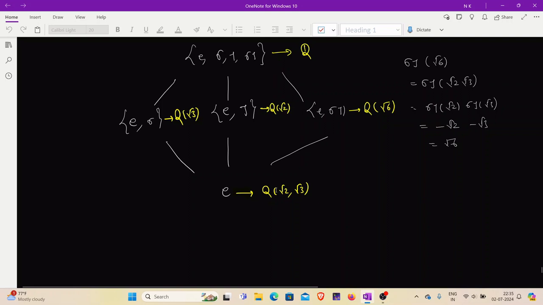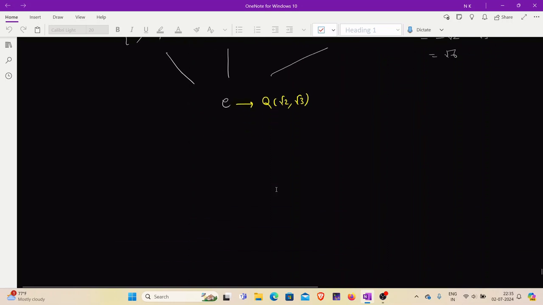So in this particular video, we are going to start the basic concepts which are essential to understand the fundamental theorem of Galois theory. So first of all, we'll start from the definition of a character.